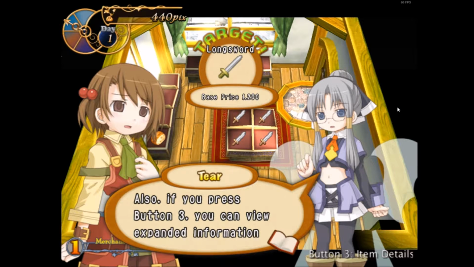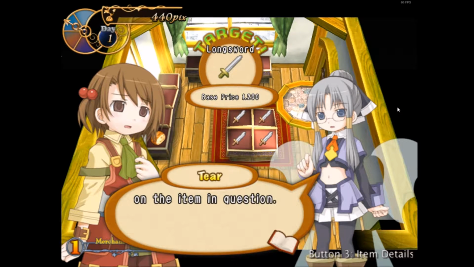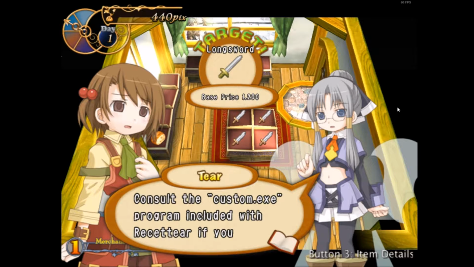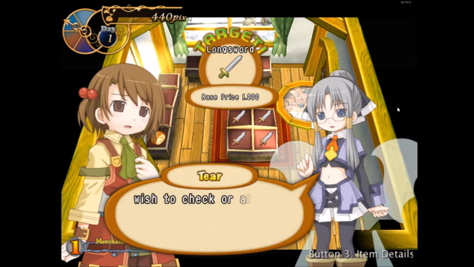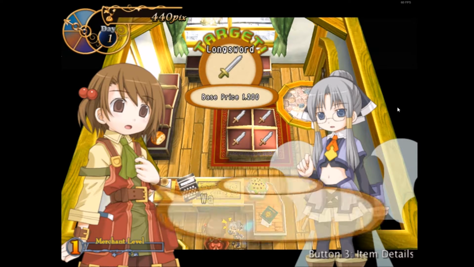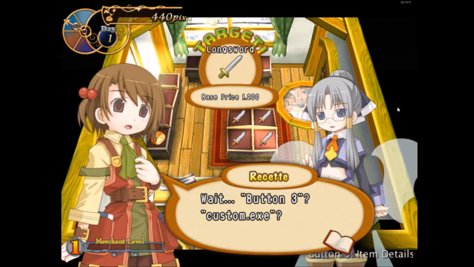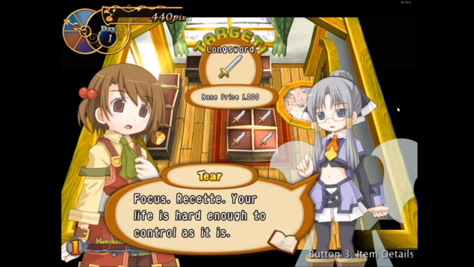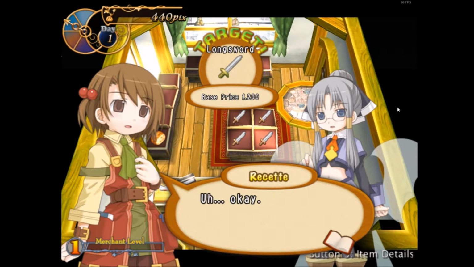So, where was I? If you press button 3, you can view expanded information on the item in question. Consult the custom.x program included with Recettear if you wish to check or alter your button configuration. Wait, button 3? Custom.x? Focus, Recette. Your life is hard enough to control as it is.